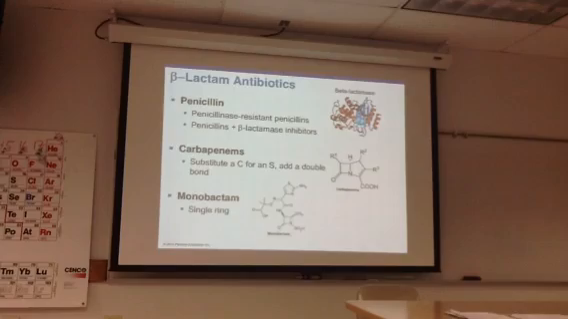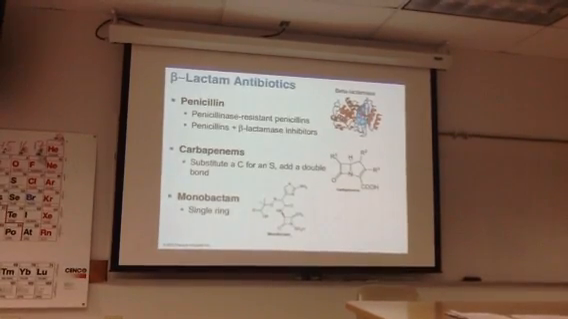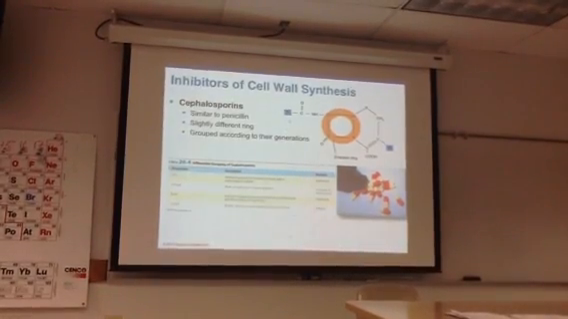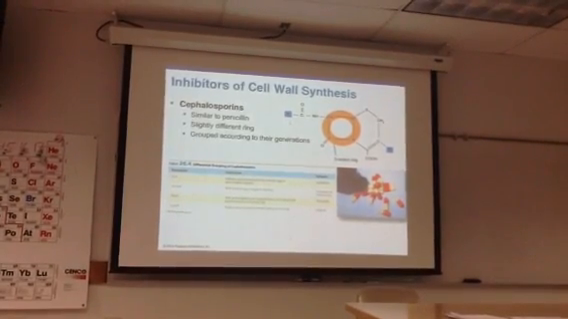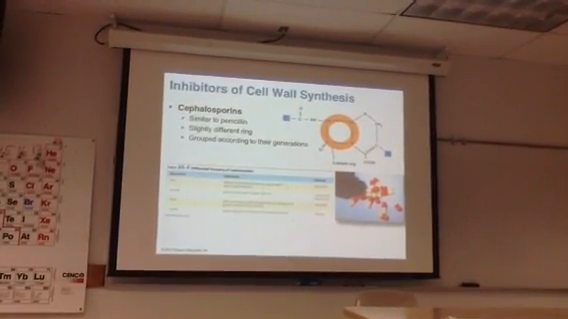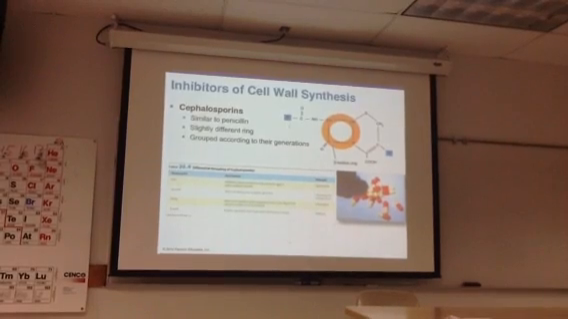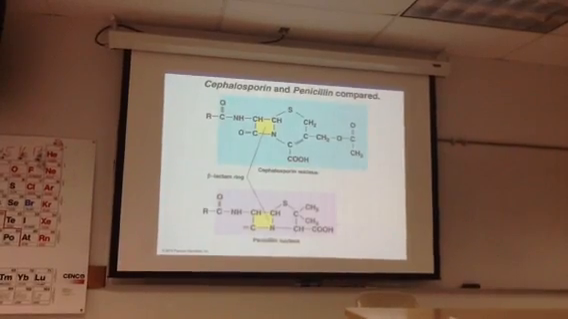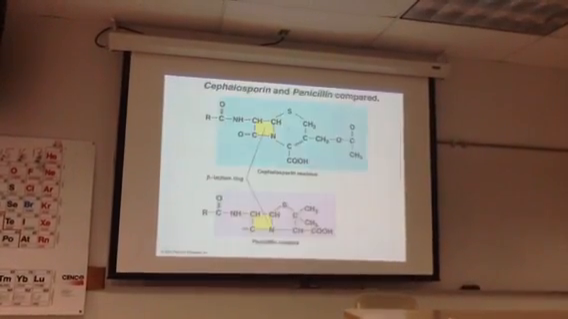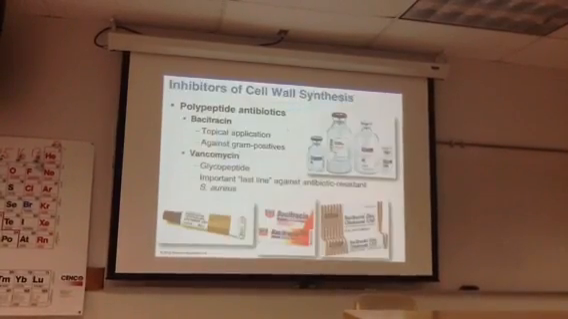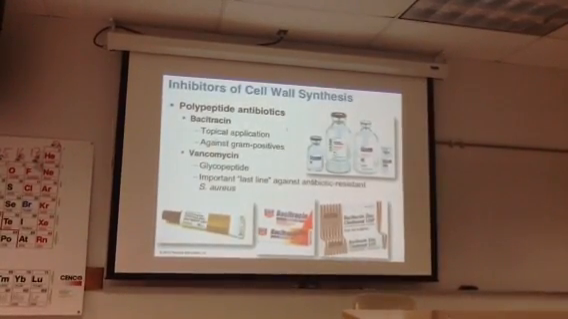Carbapenems, monobactams, they also have beta-lactam rings. Let's see, cephalosporins, they have a beta-lactam ring. It's slightly different though, but just let you know. So, cephalosporins, cycloserine, vancomycin, they do inhibition of cell wall synthesis.